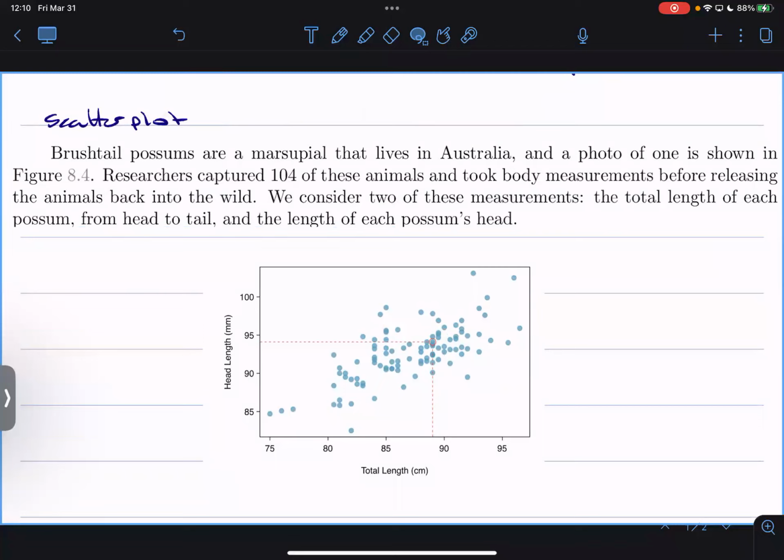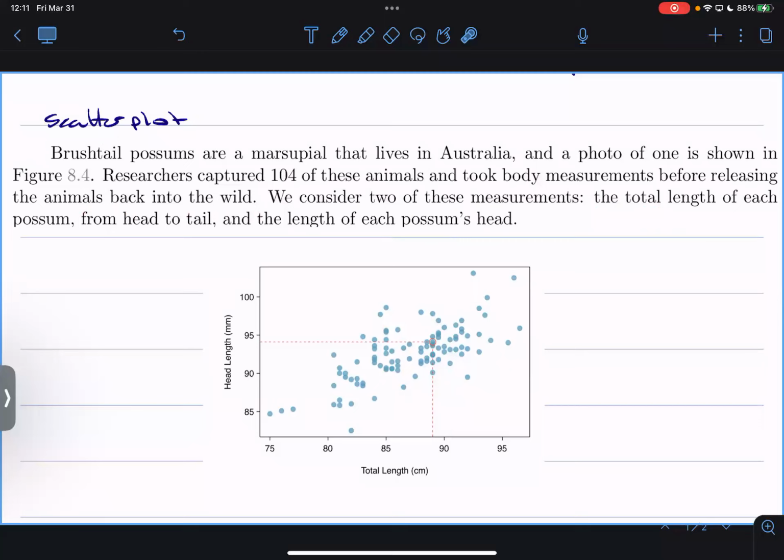Work with me. Okay. Brush-tailed possums are a marsupial that lives in Australia, and a photo of one is shown in figure 8.4, which we saw. Researchers captured 104 of these animals and took body measurements before releasing the animals back into the wild. We consider two of these measurements: the total length of each possum from head to tail and the length of each possum's head.